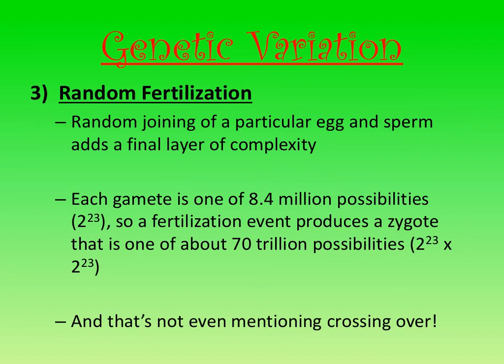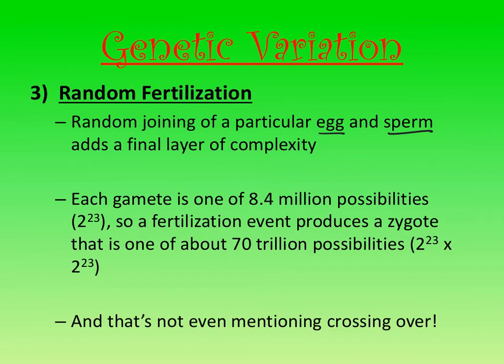Now then you've got a third step. And the third step is called random fertilization. Random fertilization is this idea that the pairing of a particular egg with a particular sperm is completely random, right?